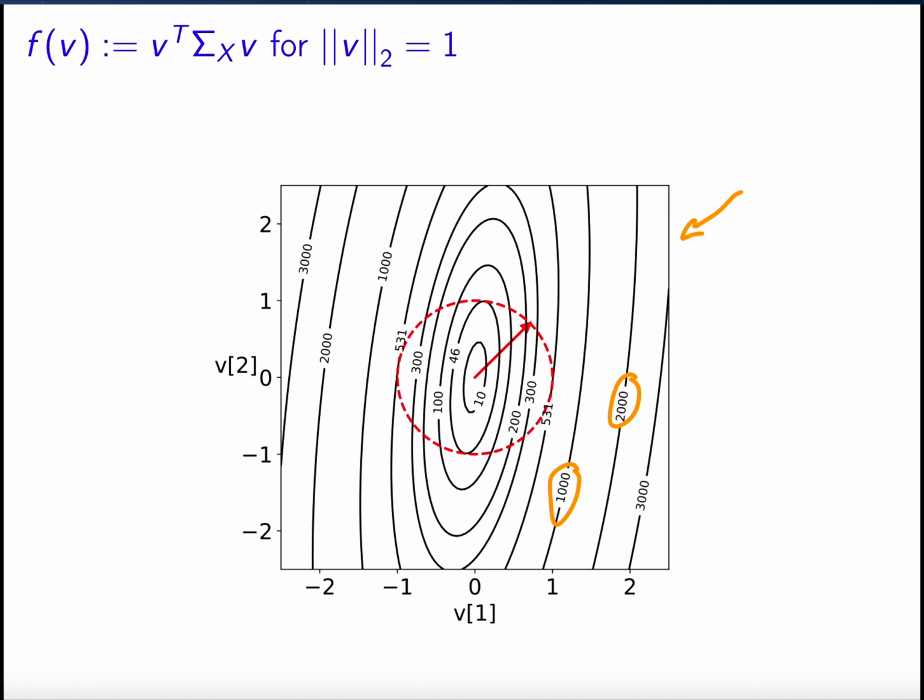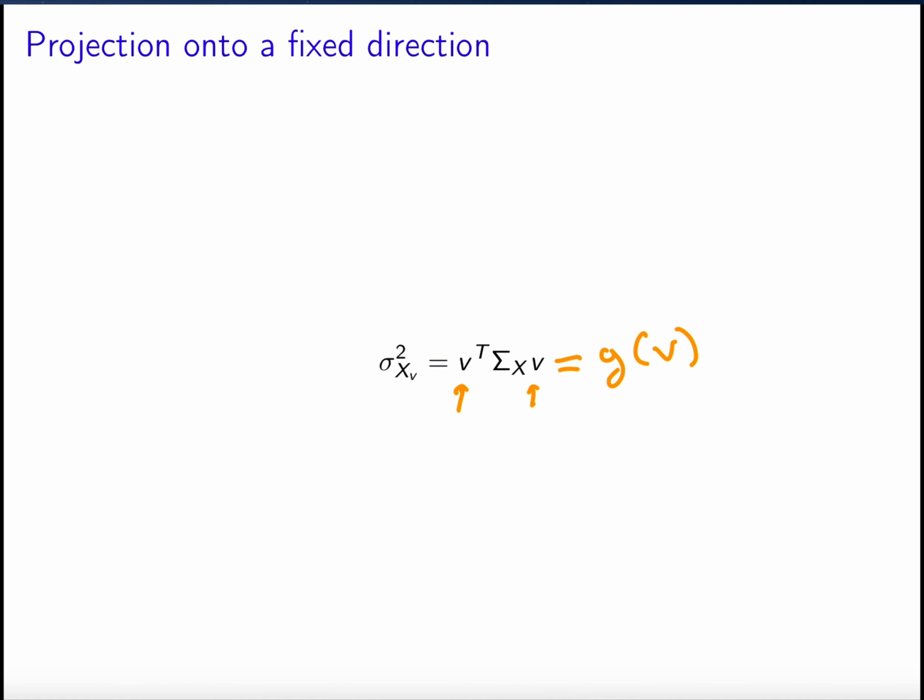We're only going to consider unit norm vectors, because we want the variance in a particular direction, and if we scale the vector, then that's going to scale the sample variance. Here we're just interested in the direction, not in the magnitude of the linear combination. So we're going to restrict ourselves to this red circle, and all of these values around the red circle give you the value of this function when v is a unit norm vector.